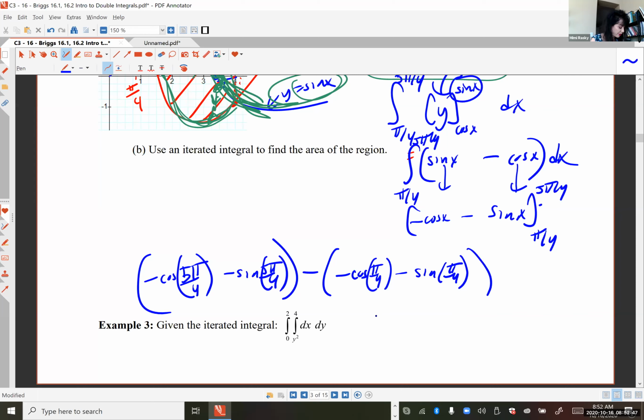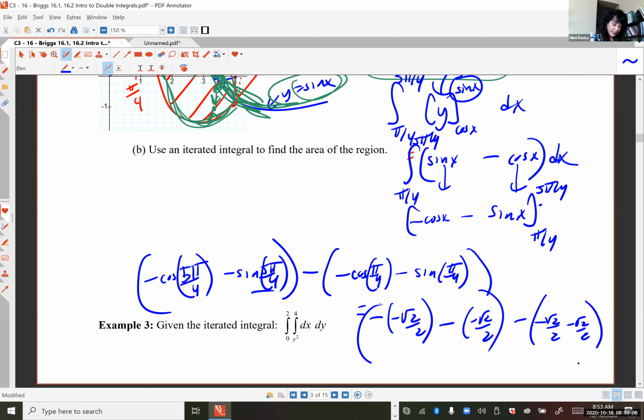So you're going to end up with minus negative square root of 2 over 2 minus, and I think that's also negative square root of 2 over 2. And then minus, and then here it's going to be negative square root of 2 over 2 minus square root of 2 over 2. And then you add up all that mess together. And I claim you'll get a positive number, and it's going to be 2 square root of 2. So the area between the two curves, between those limits they gave us, is 2 square root of 2. Questions?